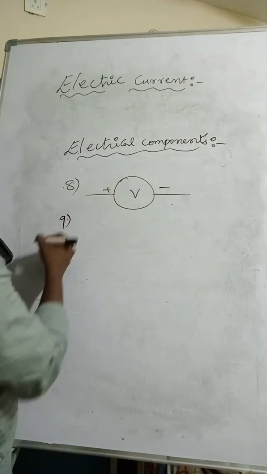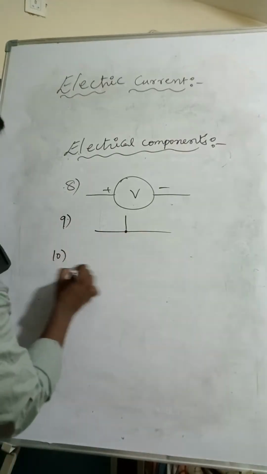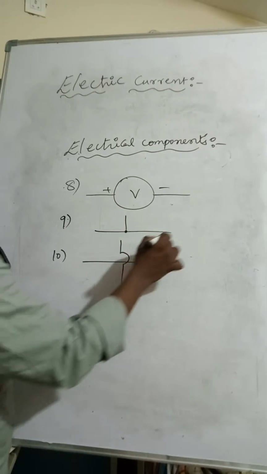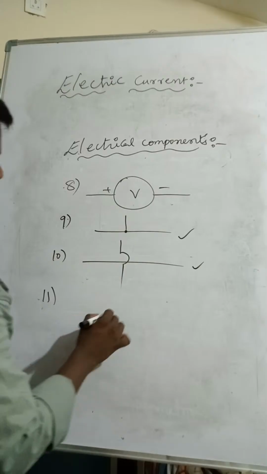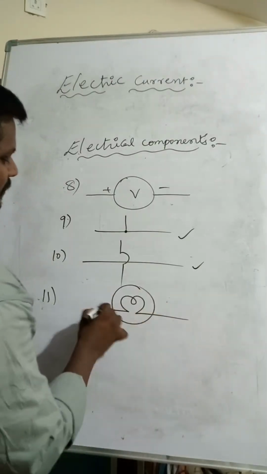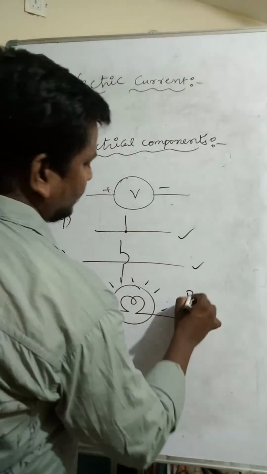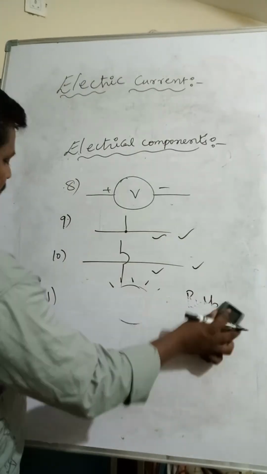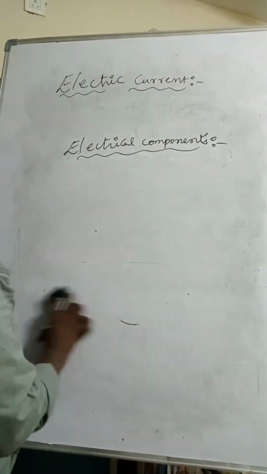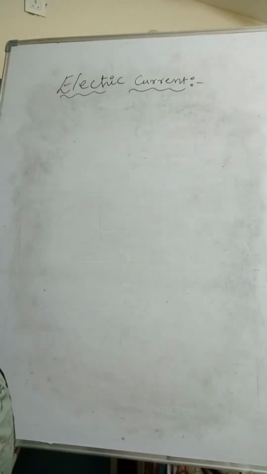Next one, ninth one. So wire joining. This is wire joining. 10th one, wire crossing. So this is wire joining. This is wire crossing. Okay. And a bulb. So we can consider the bulb like this. If it is like this, it's a glowing bulb after connecting. Normally this is the bulb. This is a wire joining. This is a wire crossing. Okay. So this is about electrical components. Clear?